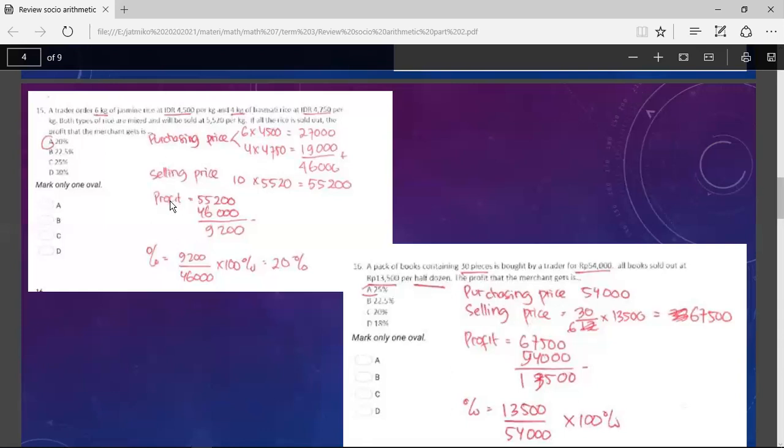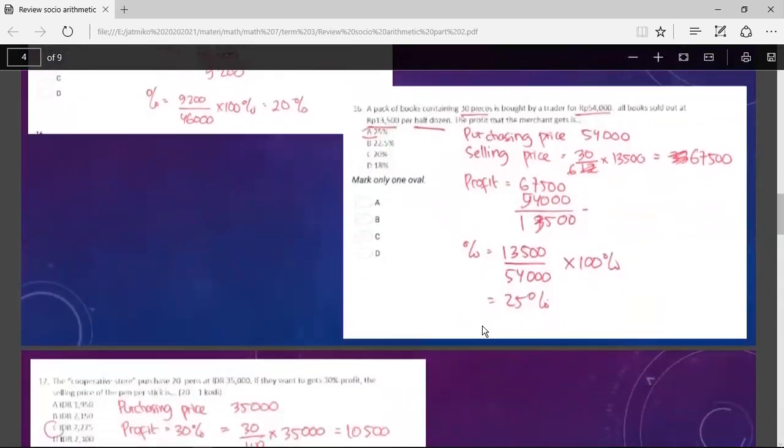And for profit, 55,200 minus 46,000 is equal to 9,200. So until this part, it means you are clear on social arithmetic part 1. And then for the percent, it is 9,200 divided by 46,000 times 100%, equal to 20%. So A. Okay, we will continue to the next question.